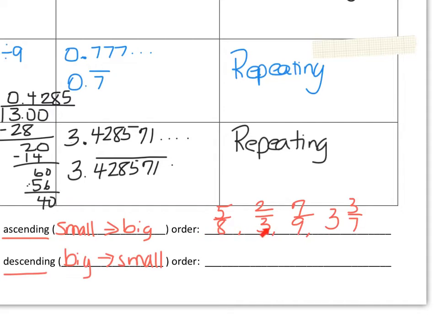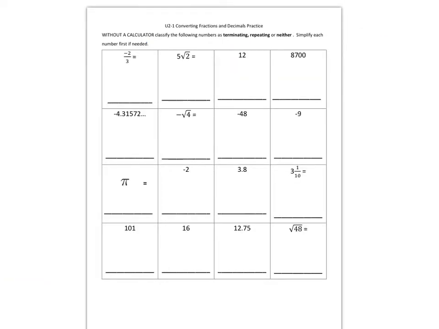So from smallest to biggest, that's ascending order. Descending order, we're just going to write them backwards. So our largest number fraction is 3 3/7, then 7/9, then 2/3, and then 5/8. Okay, flip your paper over, and we will take a look at the back side.